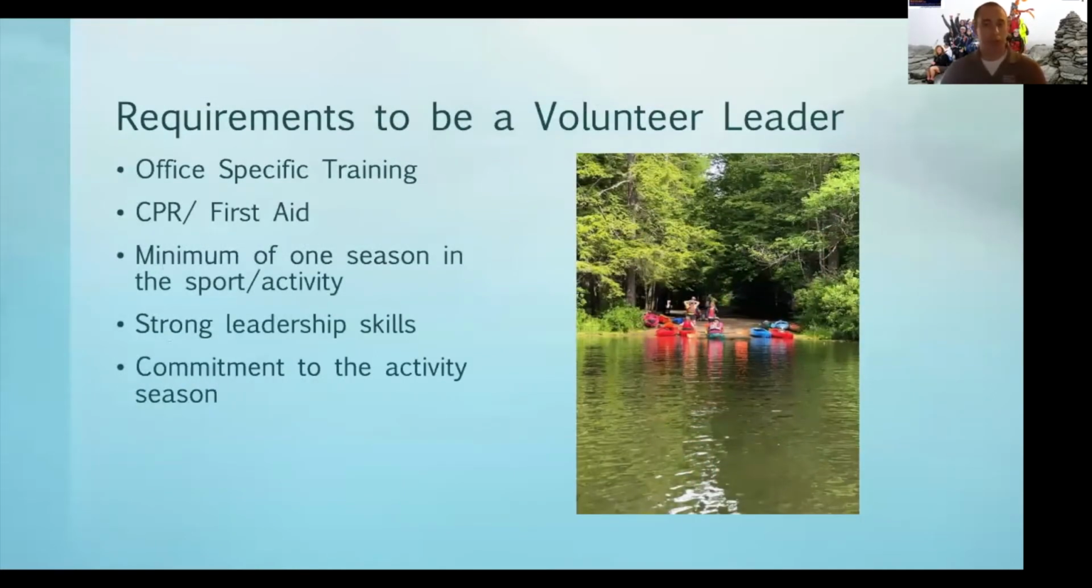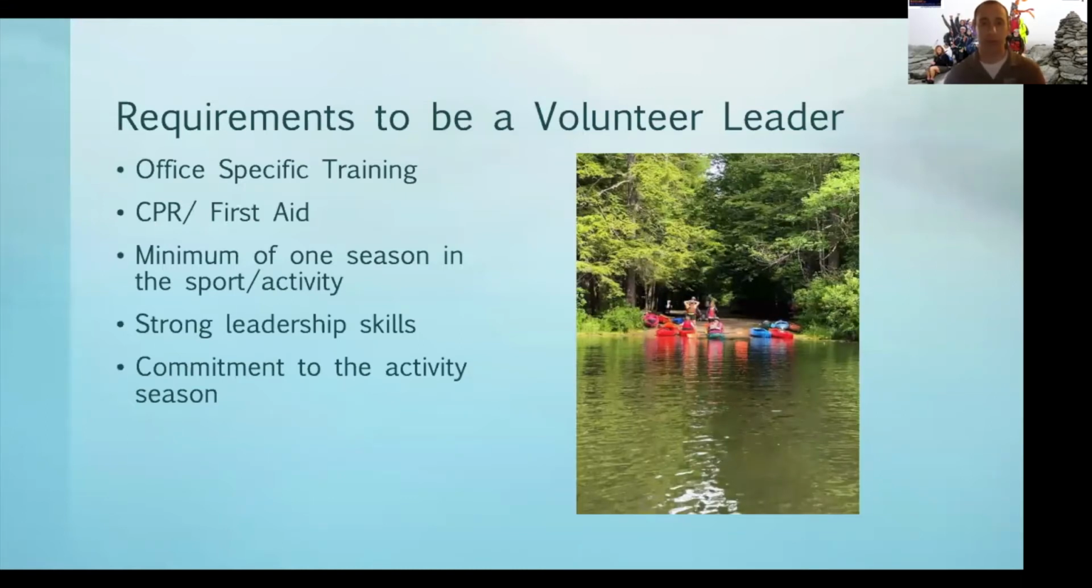So when we decided that we wanted to have volunteer leaders, we needed to decide what type of responsibility we would put on them. Since they are truly running our program, we gave them a lot of responsibility. This is of course something that can be tailored to your program. You can put as much or as little on as you want. But the first thing we decided is that they need to be trained in our office specific training.